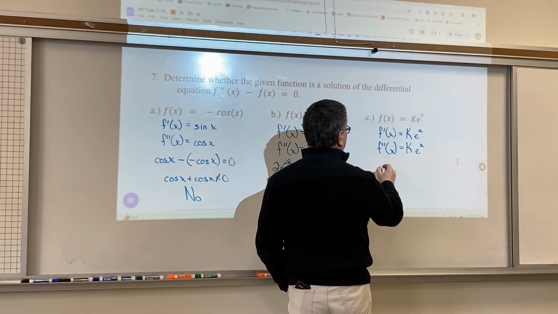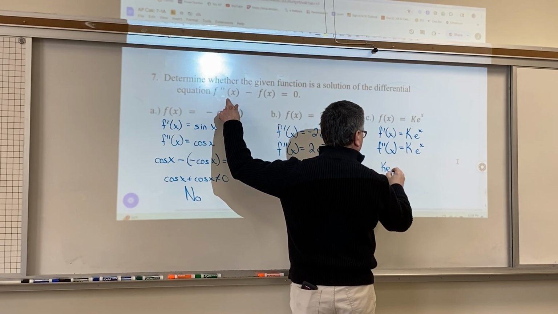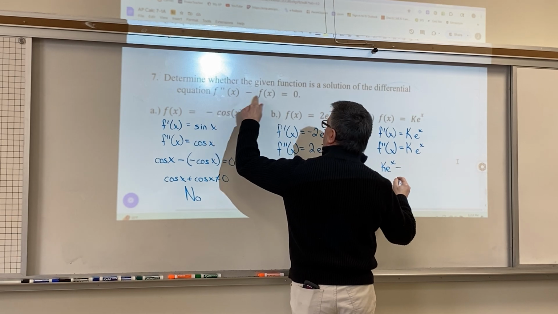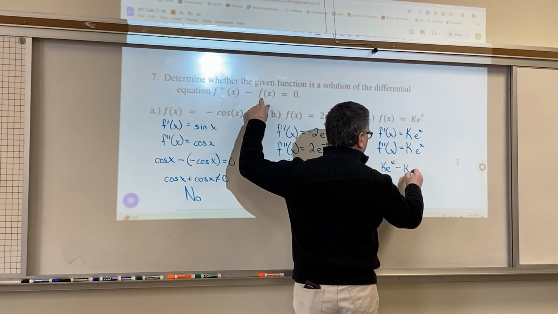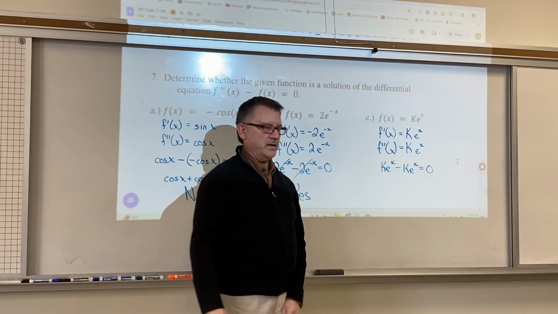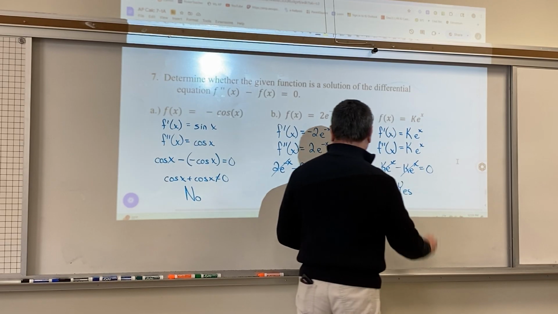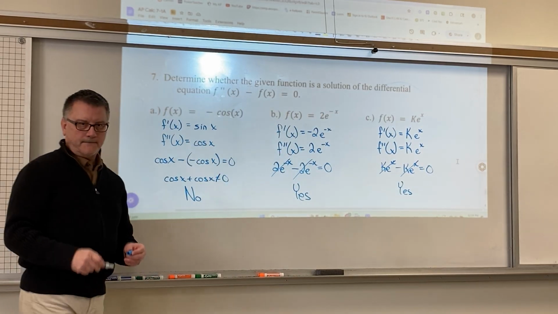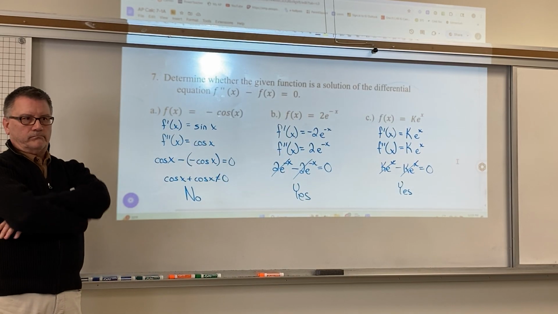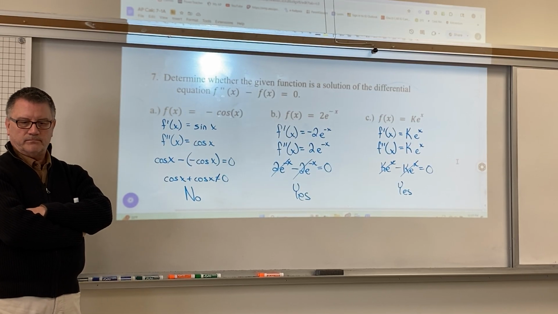See if it works. Second derivative, which was K e to the x, minus the original function, K e to the x. Wonder if that equals 0. It does. This one is also a solution. That's what we'll be wanting to do when we do DEQs.